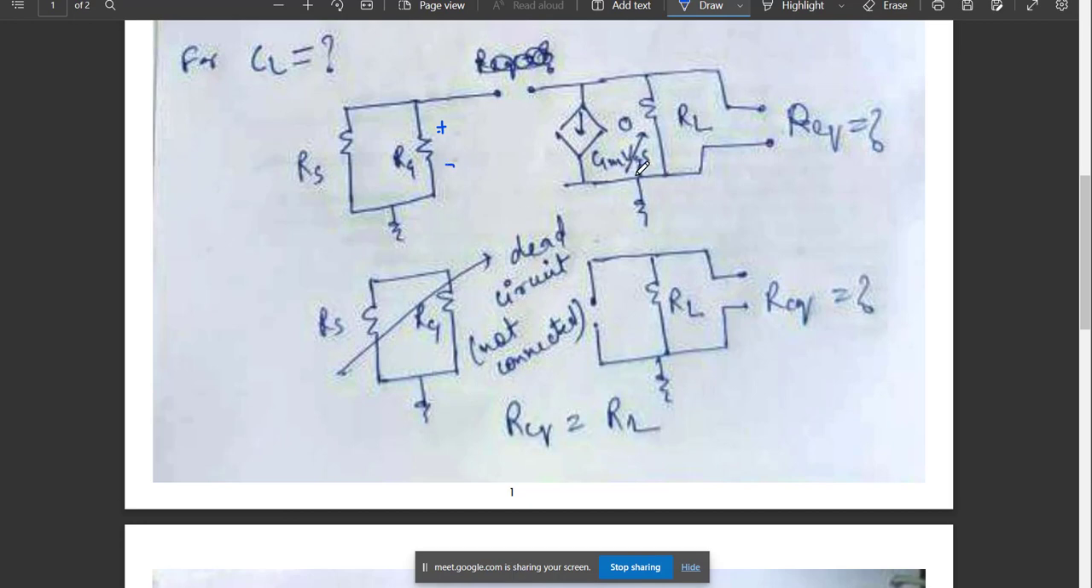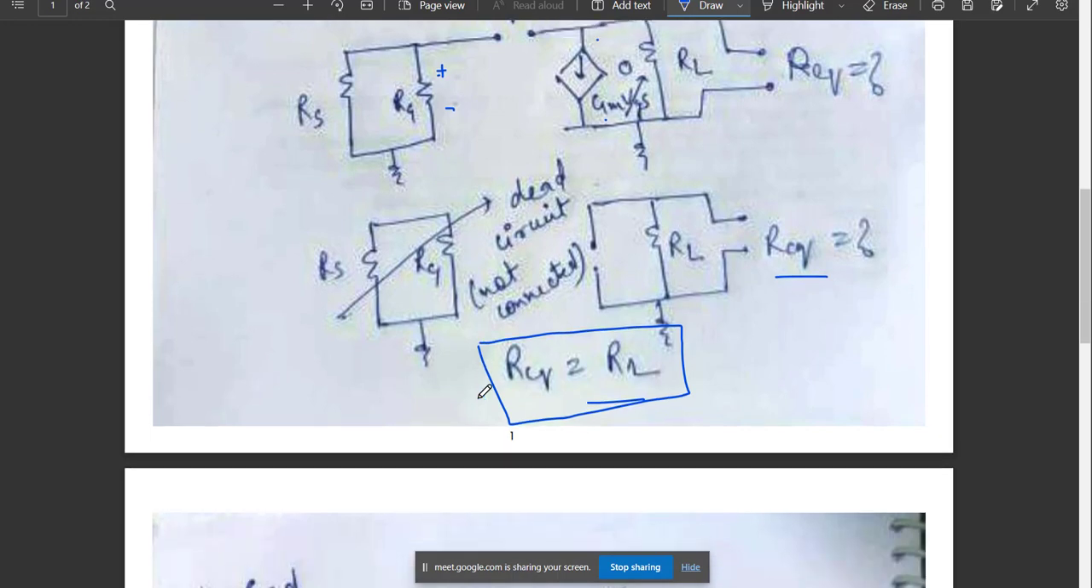So when VGS is equal to 0, then gm VGS, the dependent current source, will also become 0. Hence, if this becomes 0, it becomes open circuit. So it is open circuit here, only RL. So R equivalent is equal to RL. R equivalent equals RL. Any doubt here? No, ma'am. No.